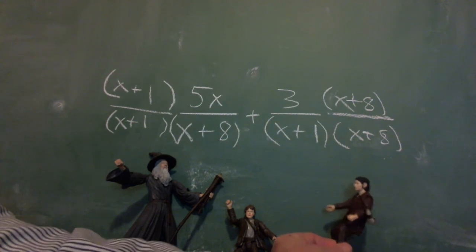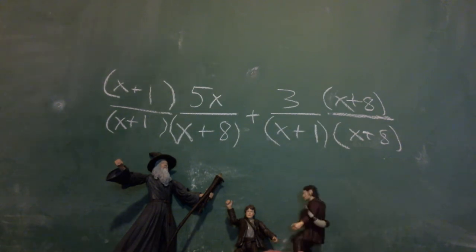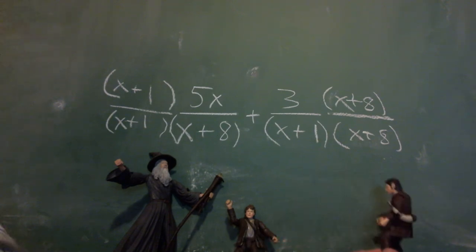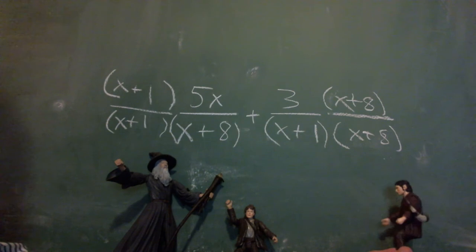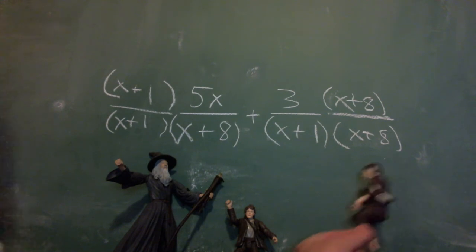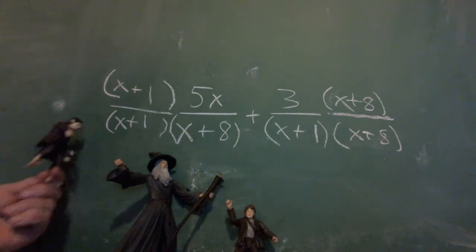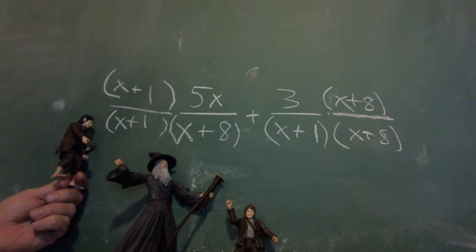Oh, to add these fractions, you just have to get a common denominator. So if you observe over here, I've multiplied by 1, x plus 8 over x plus 8. And over here, I've multiplied by x plus 1 over x plus 1, which gives the common denominator.